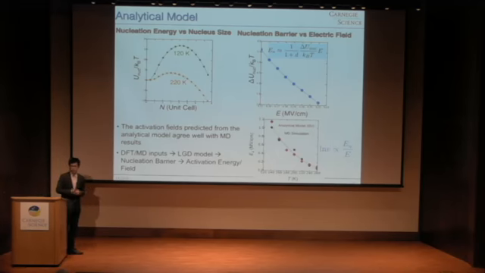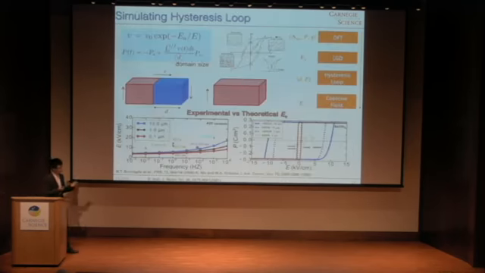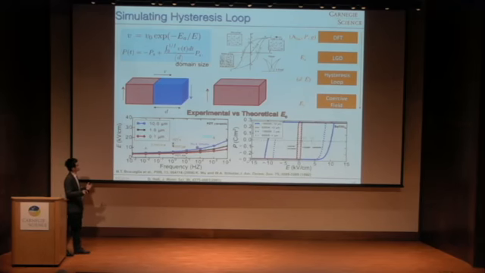Now we have an approach to quickly estimate the activation field. Then what can we do with this activation field? As I demonstrated earlier, in the creep region, in a low field region, where most experiments are done, the velocity follows the Merz law. Once we know the activation field, we can know the velocity under different electric fields.